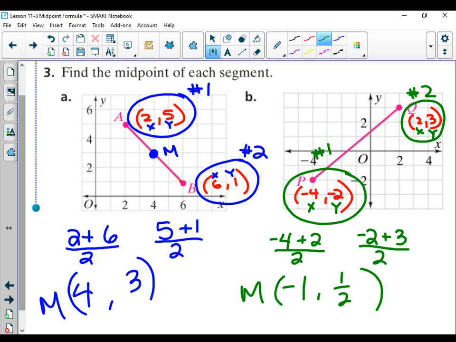So if I would like to stop in the middle of my bike ride from Pete's house to Quinn's house, I would stop at negative 1, up half. Miss Wilmer, we just found the midpoint.